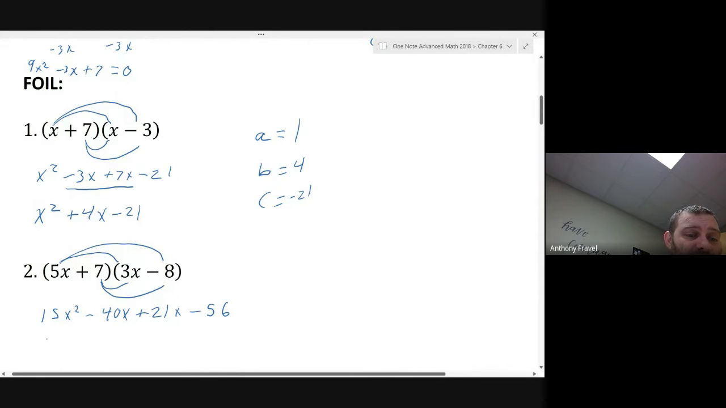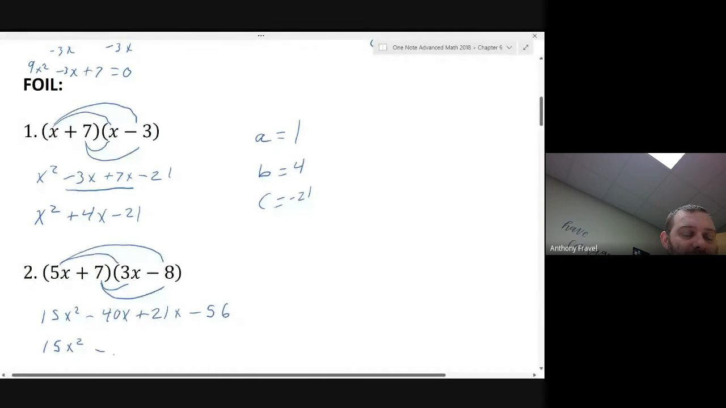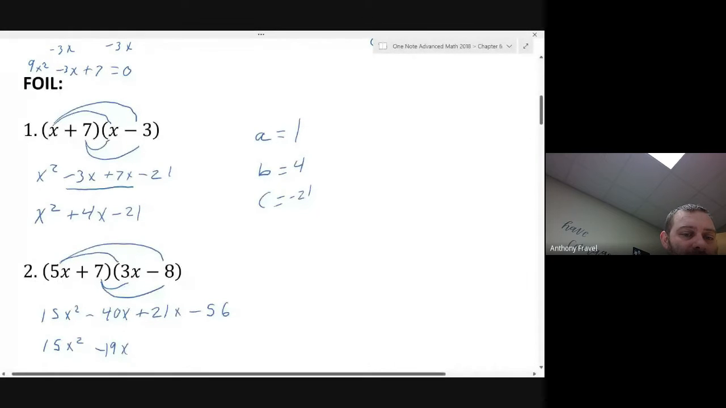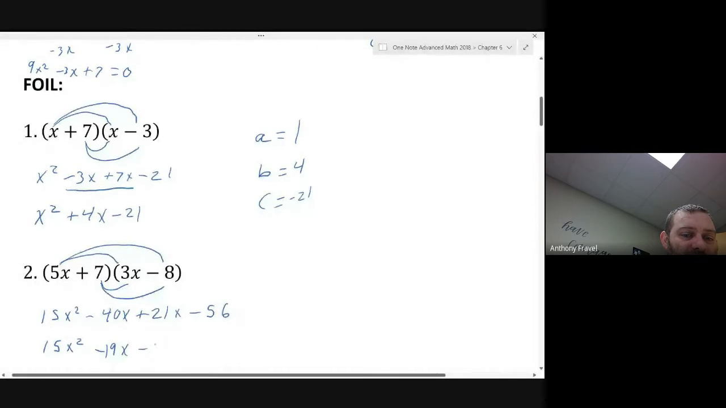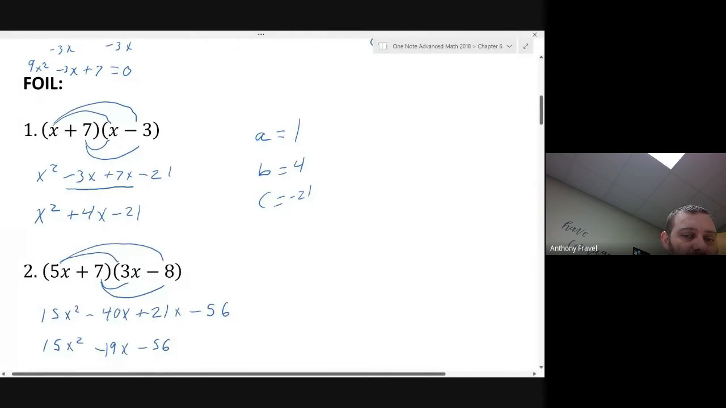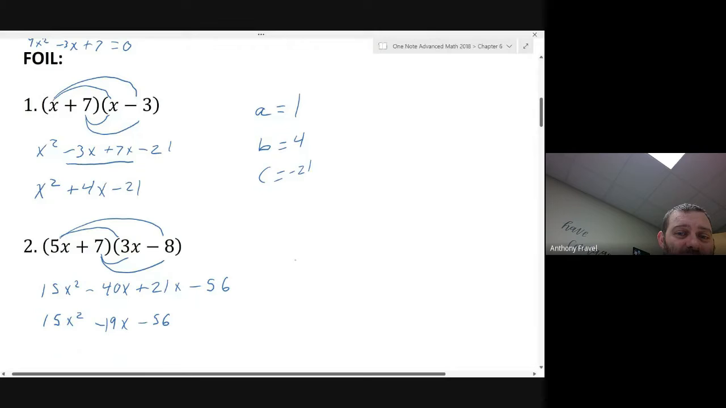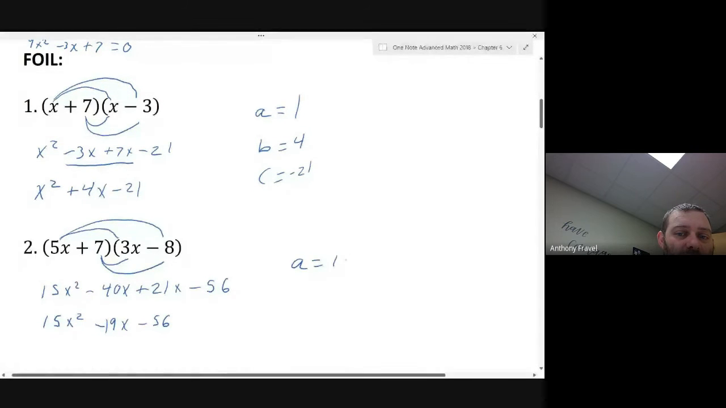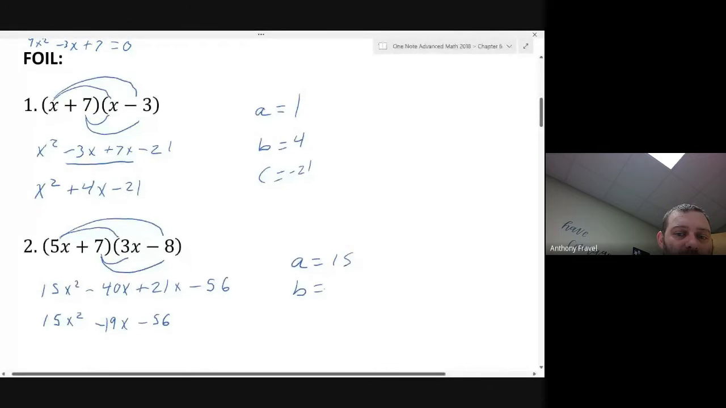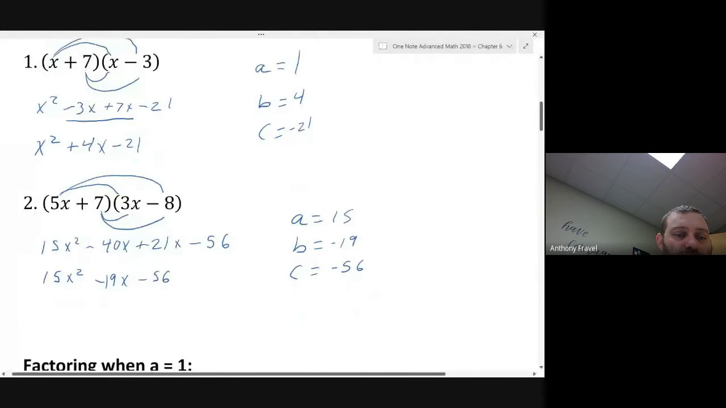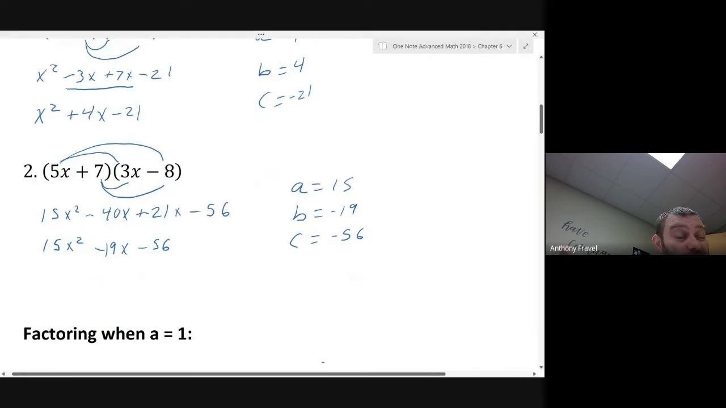So again, 15x squared does not change at all. So I will rewrite 15x squared. Negative 40x plus 21x gives me minus 19x, and then minus 56. And that's it. If I wanted to figure out those values on this one, A would be equal to 15, B would be equal to negative 19, and then C would be equal to negative 56. FOIL shouldn't be a problem.